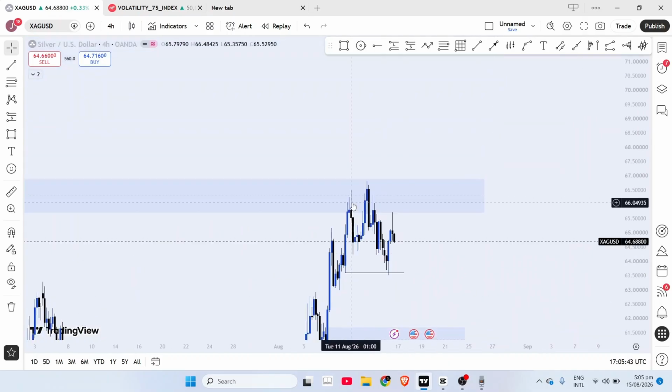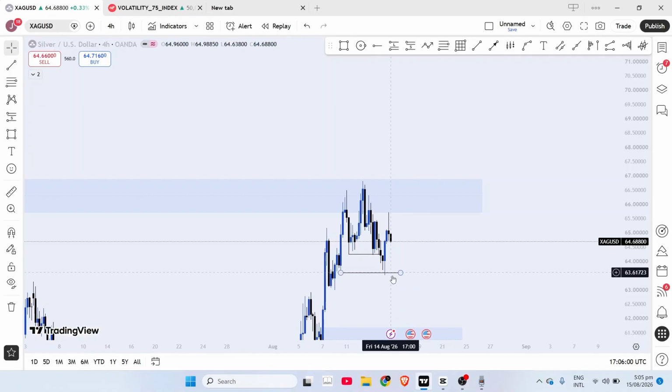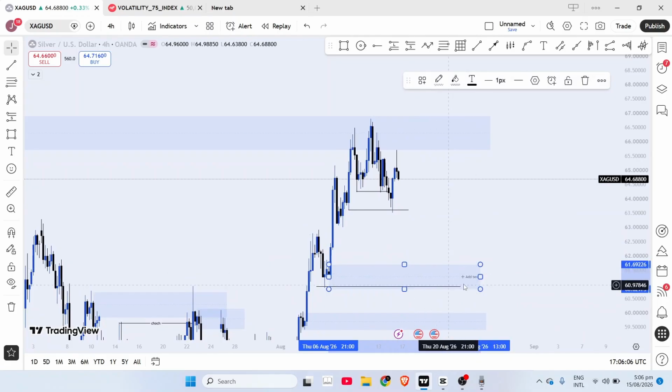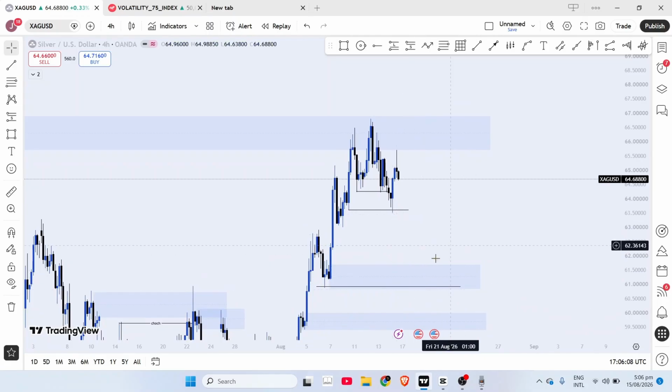Silver also swept, just like on gold, and also took out this internal low. And this low that I wanted to watch to see if price will break this and confirm a fully bearish intent also got swept, just like on gold. This point of interest also remains unmitigated, so it could serve as a future target in case we find short entries.